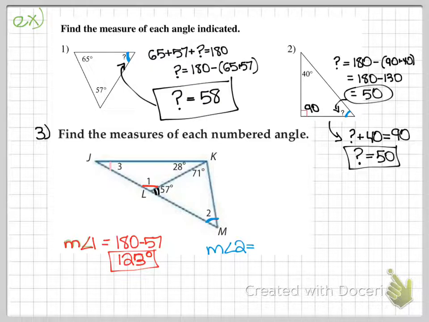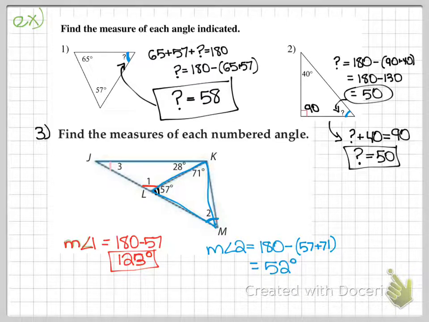So now if I look at the measure of angle 2, it's kind of included in this blue triangle here. I know the other two angles are 57 and 71. So that means that the measure of angle 2 will be 180, because that's what they all add up to, minus the sum of the other two. So minus 57 plus 71. And when you work that out, we find that the measure of angle 2 here is 52 degrees.